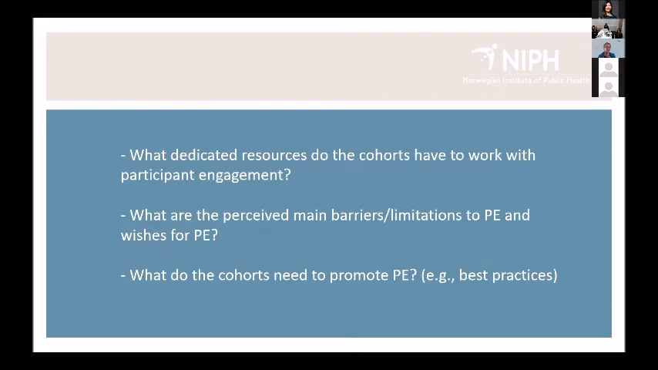Finally, we will look at dedicated resources that the cohorts have to work with participant engagement, the barriers and limitations they see to participant engagement, the types of wishes they may have for the future, and the types of help that the cohorts need to promote participant engagement, for instance in the form of best practices. So we have a way of looking at participant engagement in a very broad manner.